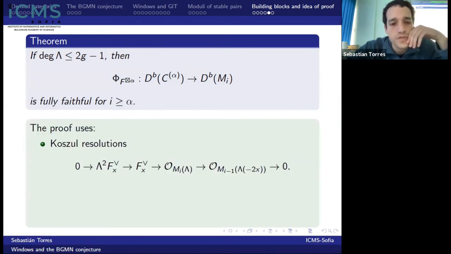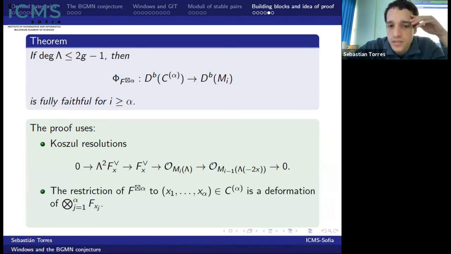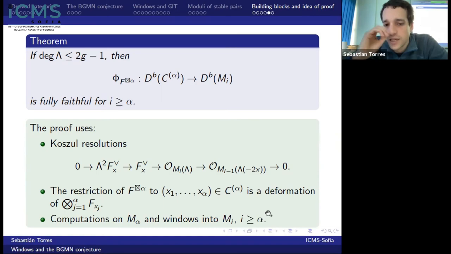The proof uses these kinds of Koszul resolutions a lot. I'm sweeping under the rug a lot of things, but these are some of the most important tools. You also want to know that when you restrict to the fibers, because at the end of the day you want to compute cohomology on the fibers, those are deformations of just taking the symmetric tensor product of each of these fibers. And also, as I said, you want to use windows, so you go from M_alpha to M_{alpha+1} and so on, until you get to the last M_i.